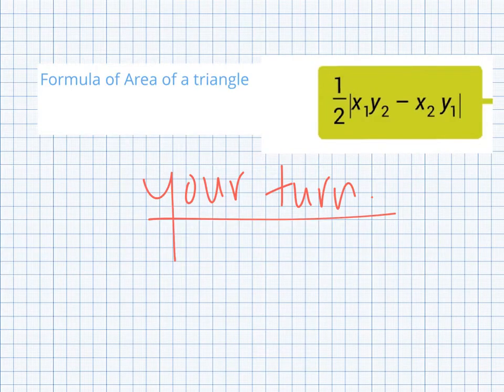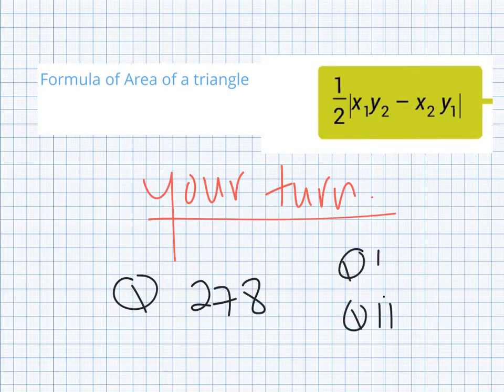Okay, so it's your turn now. I've given you the formula. You will now do for me, please, question 1 on page 278. You're going to do question 1 and question 2. So the first part, you'll see here one of the points is 0, 0, so you won't need to move the triangle at all.